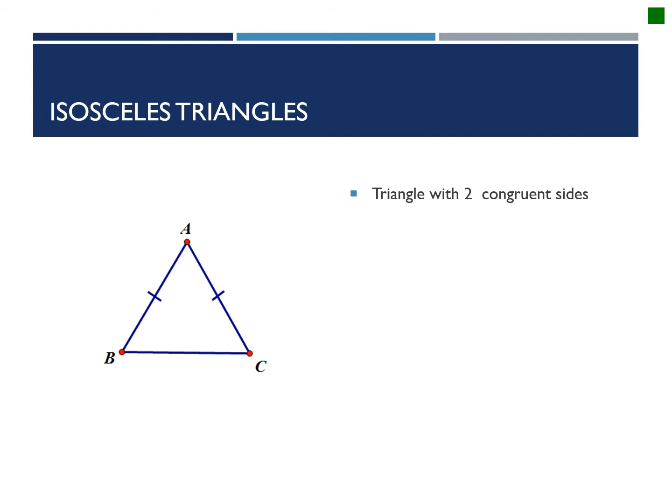Okay, so we've got AB congruent to AC here. Now, in an isosceles triangle, the side that's not congruent we call the base. Okay, and then these are the legs, the sides that are congruent.